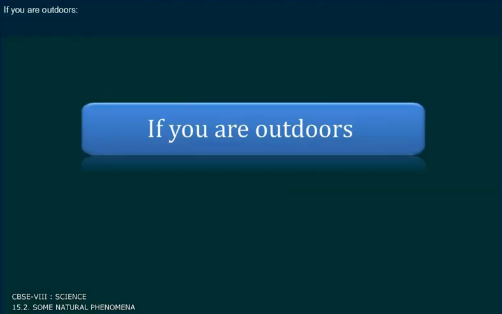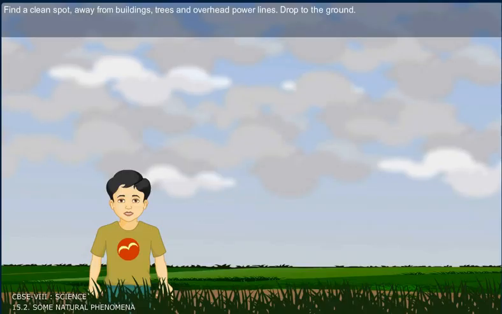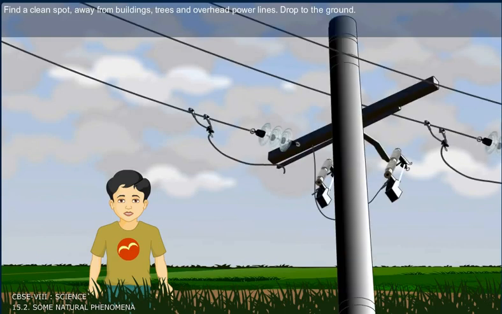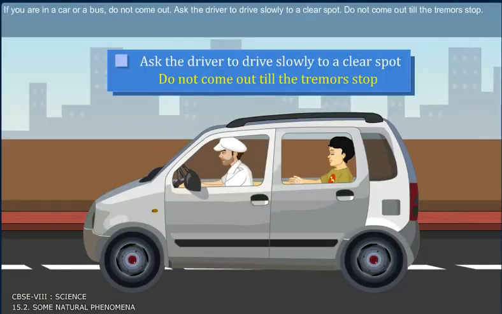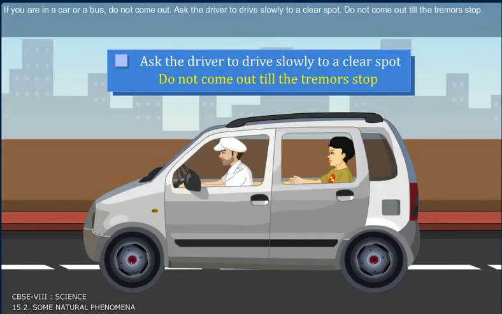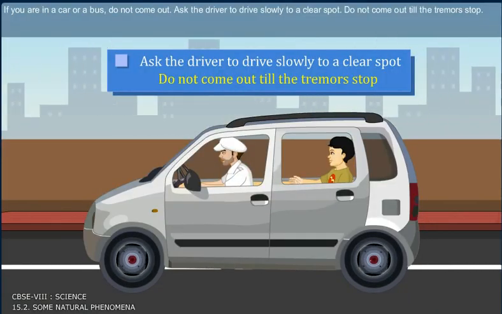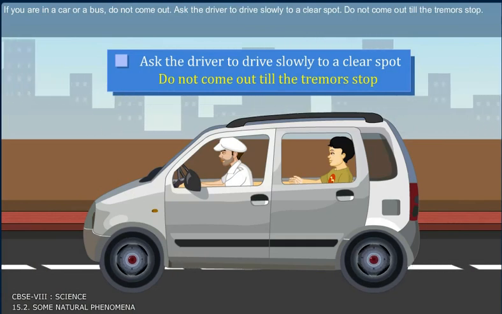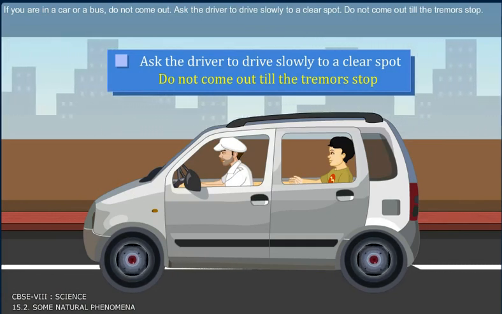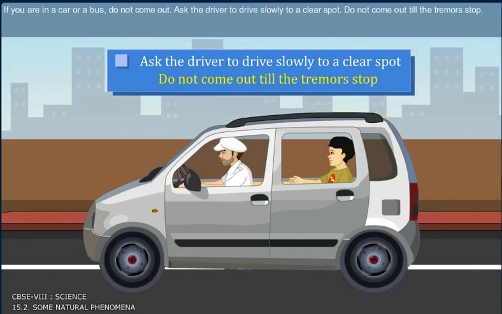2. If you are outdoors, find a clear spot away from buildings, trees, and overhead power lines. Drop to the ground. If you are in a car or a bus, do not come out. Ask the driver to drive slowly to a clear spot. Do not come out till the tremor stops.